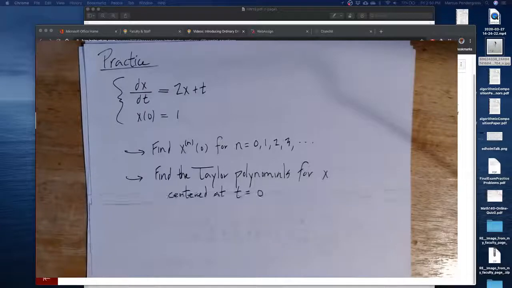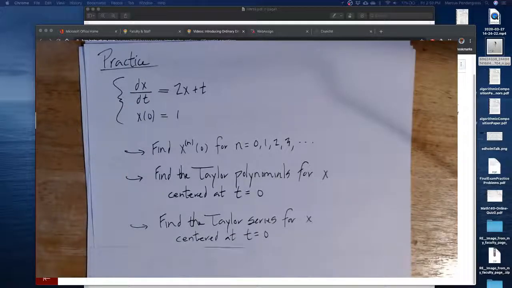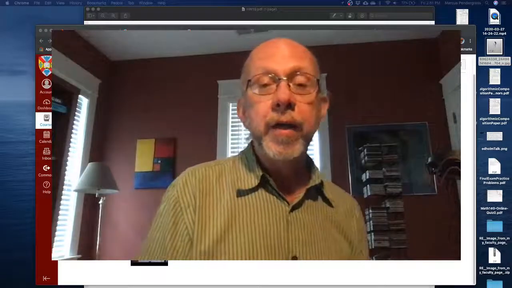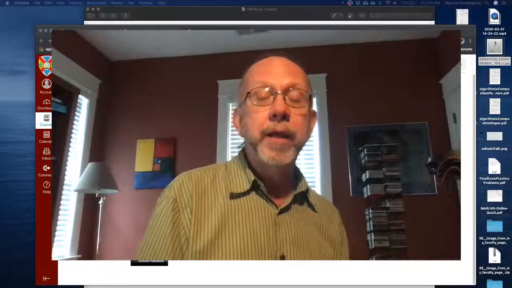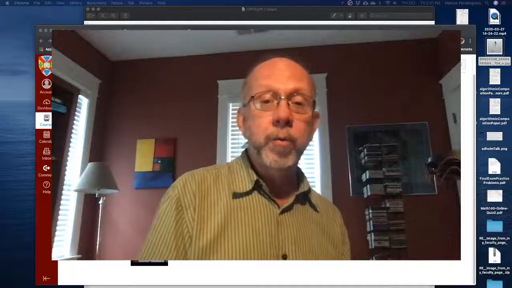And then use those to form the Taylor polynomials for the solution, and then take that to the limit by forming the Taylor series for the solution. Then use that Taylor series, manipulating those series, to work out a closed form of the solution for that initial value problem. So give that a try, and I will be posting a video a little bit later where we actually go ahead and work through the practice problem.